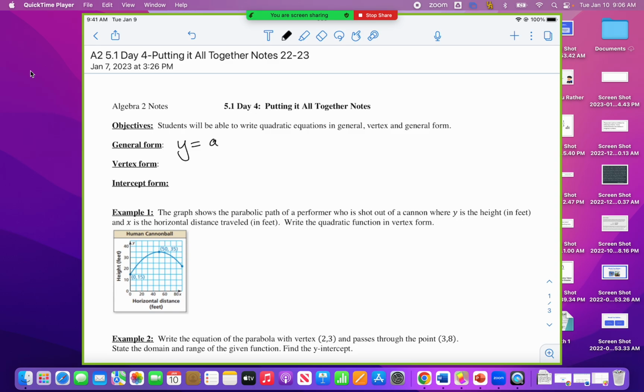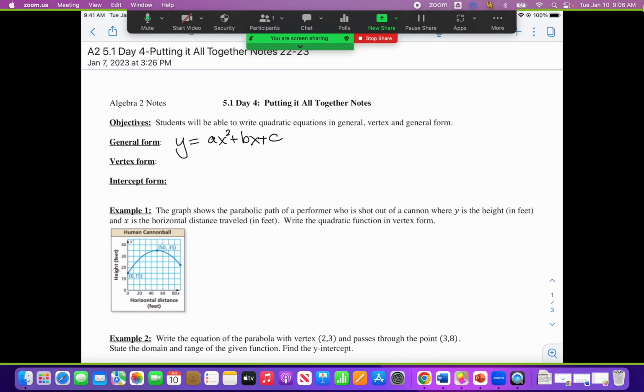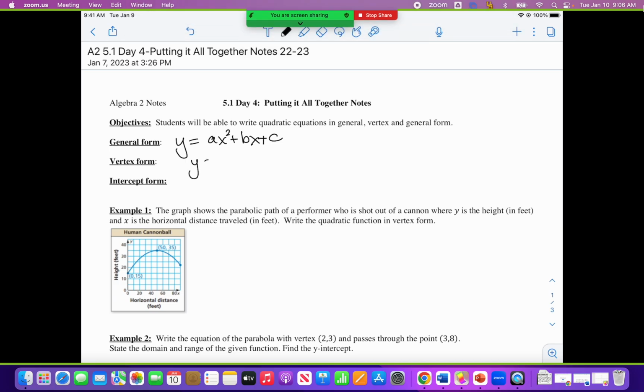Standard form is y equals ax squared plus bx plus c. We know vertex form is y equals a times the quantity x minus h squared plus k. And intercept form is y equals a times x minus r1 times x minus r2.